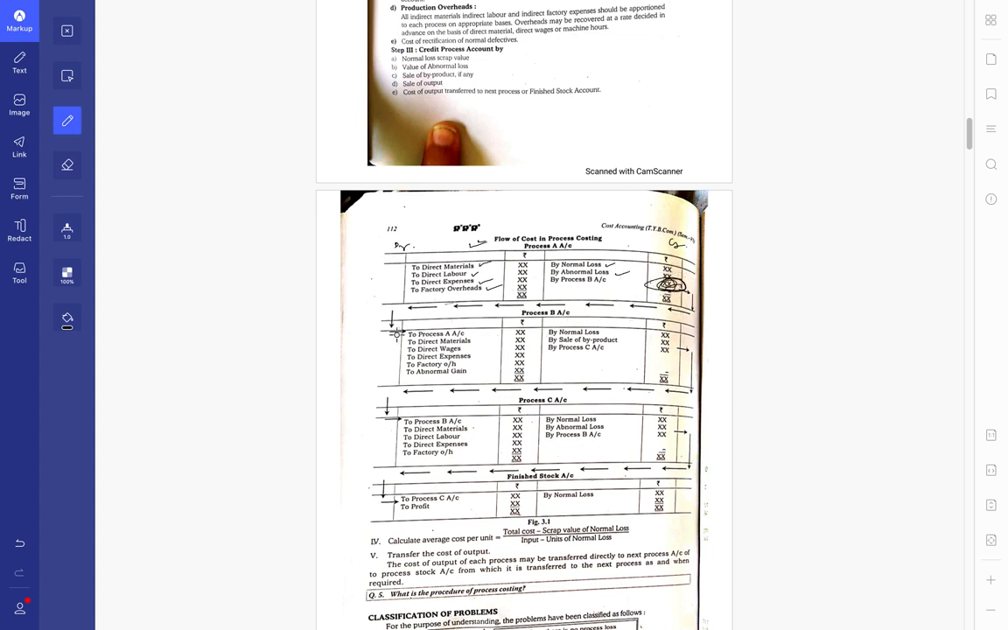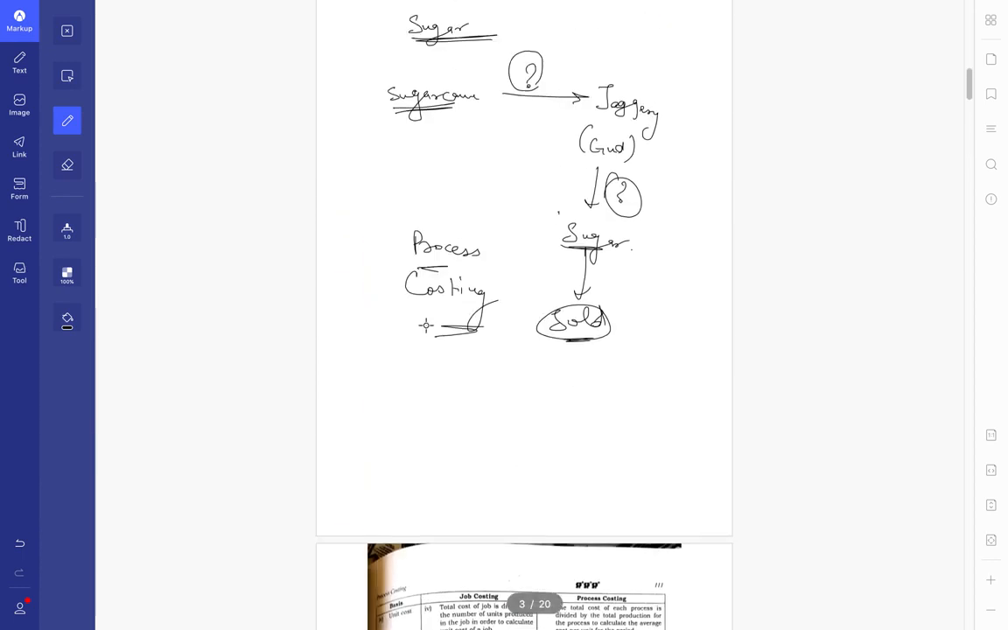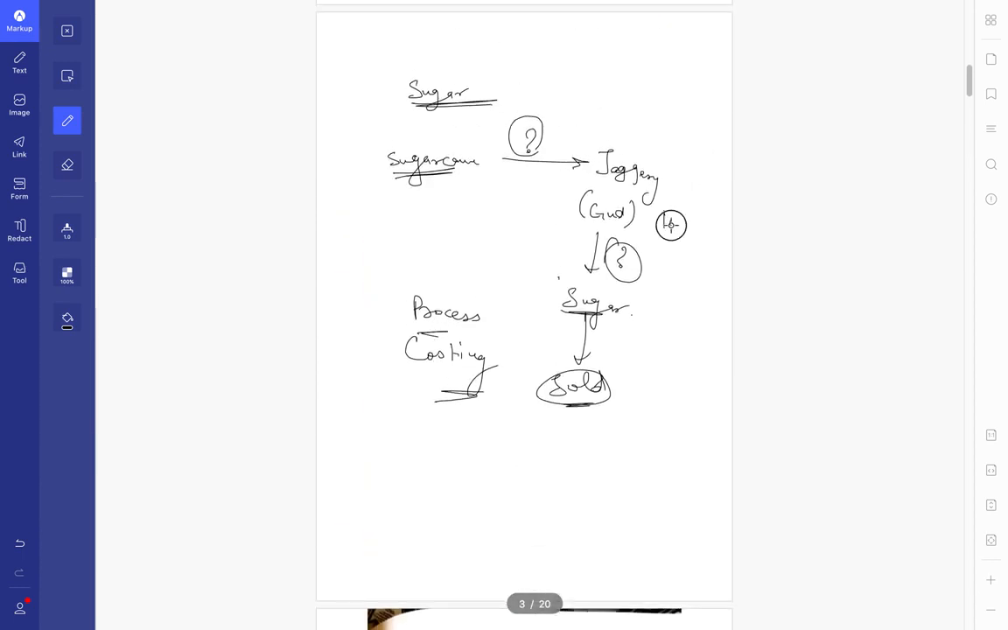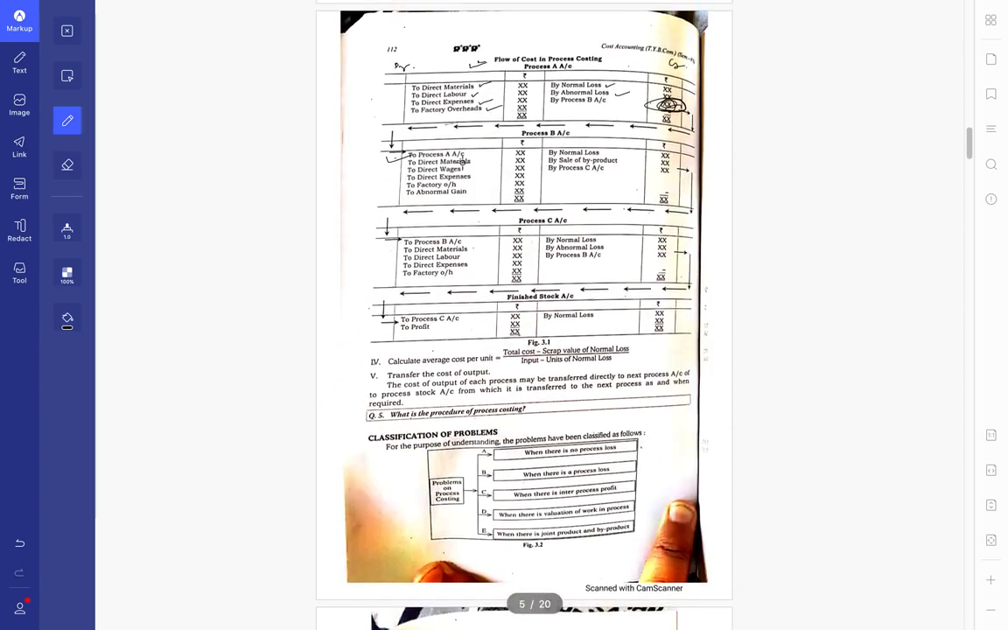Now why does this balancing figure get transferred into the next process? Let's say we manufacture 100 units, or if in monetary terms I'm supposed to write, let's say 10 lakhs. 10 lakhs worth of jaggery or 100 units of jaggery is manufactured. I need to transfer this to the next process, that is conversion of sugar, for it to be able to convert it into sugar. Until and unless this jaggery has gone into the next process, we won't be able to convert it to sugar and produce it. So the balancing figure gets transferred to process B account.